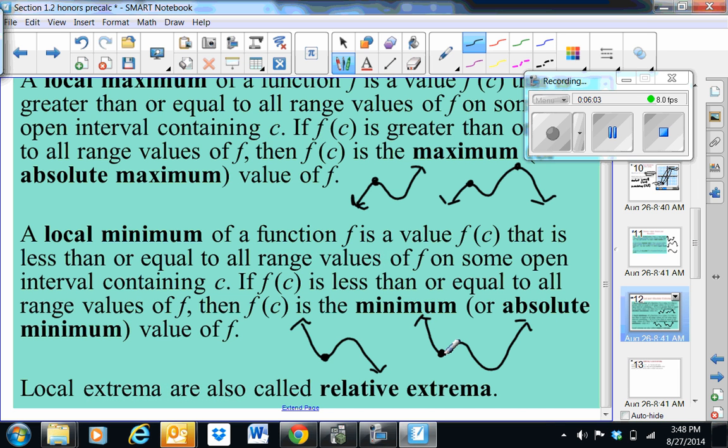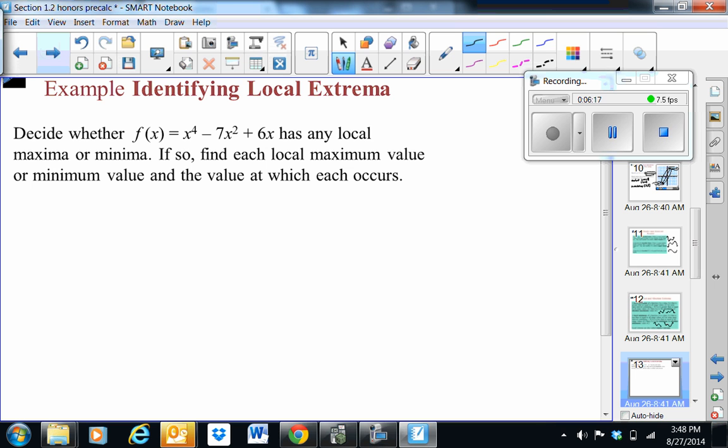Here we have a local minimum. Here we have an absolute minimum because that is the lowest value that our y value reaches. So local extrema are also called relative extrema. Identifying local extrema, we have the equation x to the fourth minus 7x squared plus 6x.